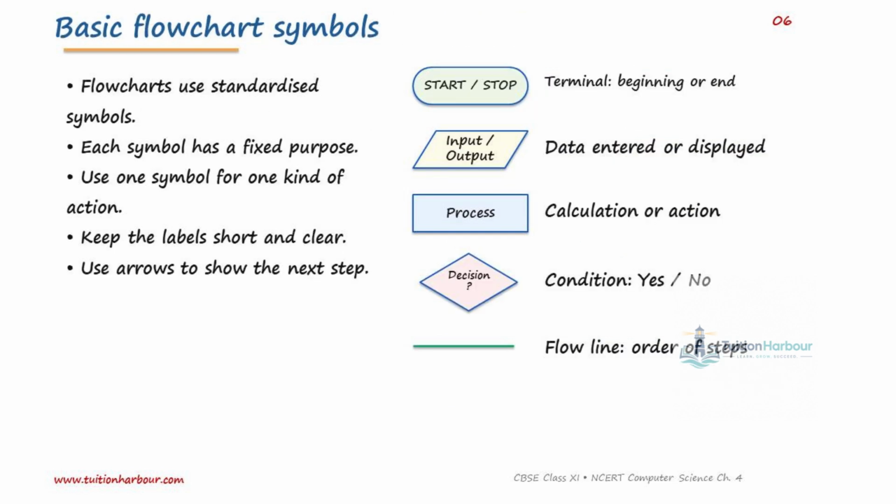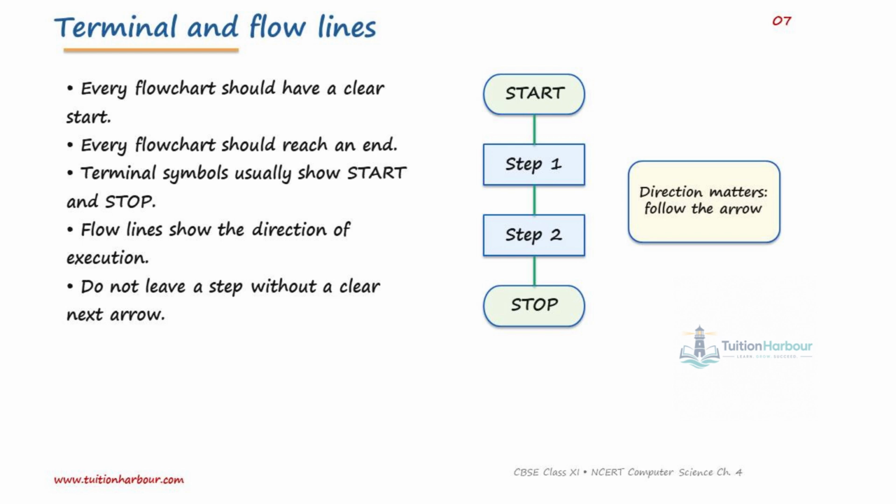Flowcharts use standard symbols. Start and stop use terminal symbols. Input and output use parallelograms. Processes use rectangles. Decisions use diamonds. Every flowchart should start clearly and end clearly. Arrows show the direction of execution, so follow the arrows step by step.